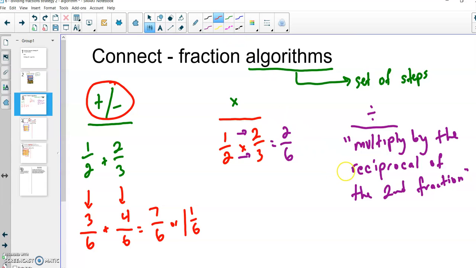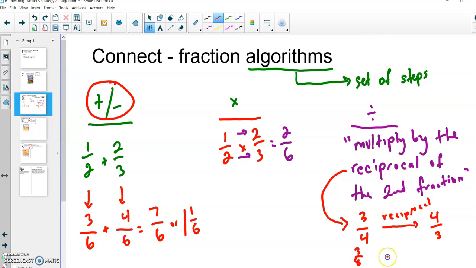Reciprocal is a fancy word for a very easy topic. If I were to pick the fraction, say 3/4, its reciprocal fraction is simply the numerator and the denominator switched. Its reciprocal fraction is 4/3. If I gave you the fraction 3/8, its reciprocal fraction is 8/3. You just take the fraction and you switch the numerator and the denominator. So let's get to how that actually helps finally, shall we?